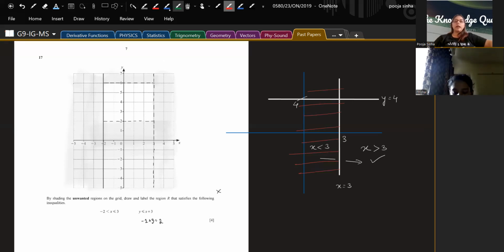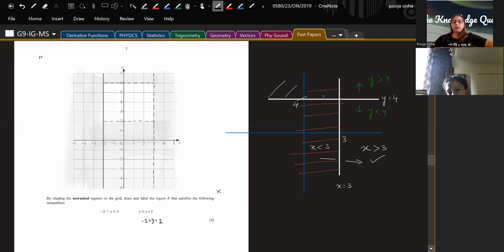Now, if I ask you, Trisha, above this will be y greater than 4. Below this will be y less than 4, right? So I want a region which is y less than 4. That's my wanted region. So please shade the unwanted region. So what will you do? You will shade this. That's your unwanted region. Yeah. Right? Okay.